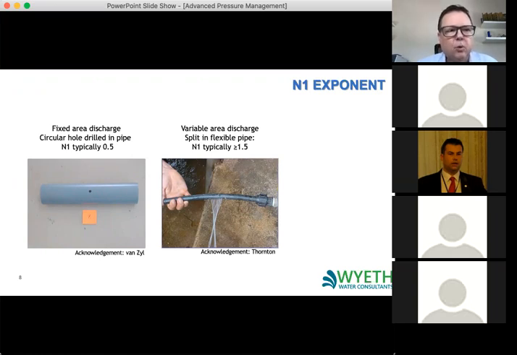And in most water utilities, you're going to have a mixture of pipe materials and sizes. And so you're going to have a mixture of the different types of leaks. You're going to have some fixed area and you're going to have some variable area.